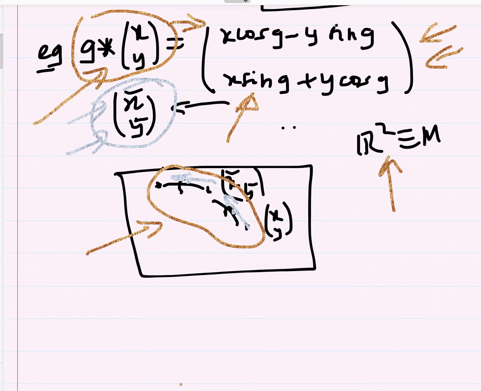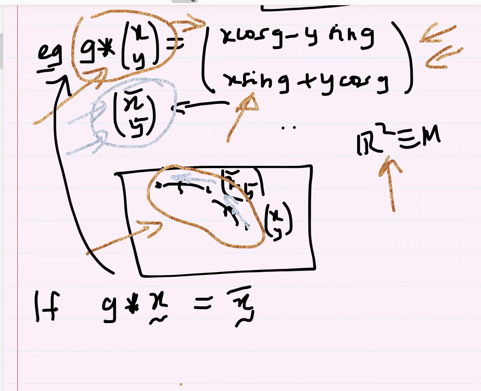So let's sum it up. If, in general, G star vector x, which is x1, x2, x3, etc., or x, y or x, y, z, is equal to x bar, and let me just remind you, here's an example of that type.